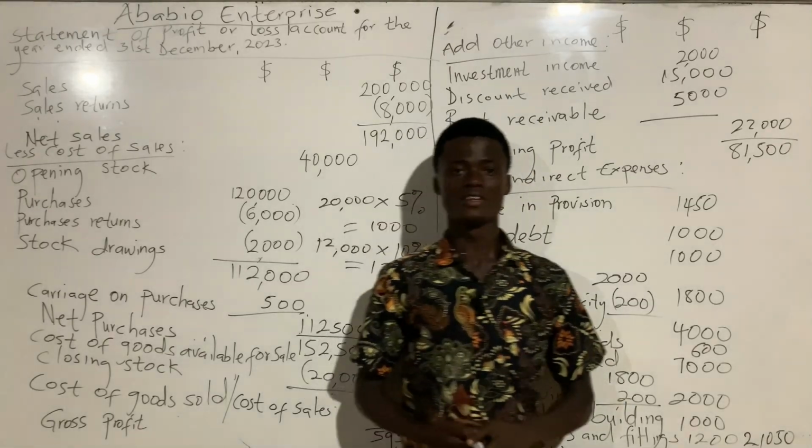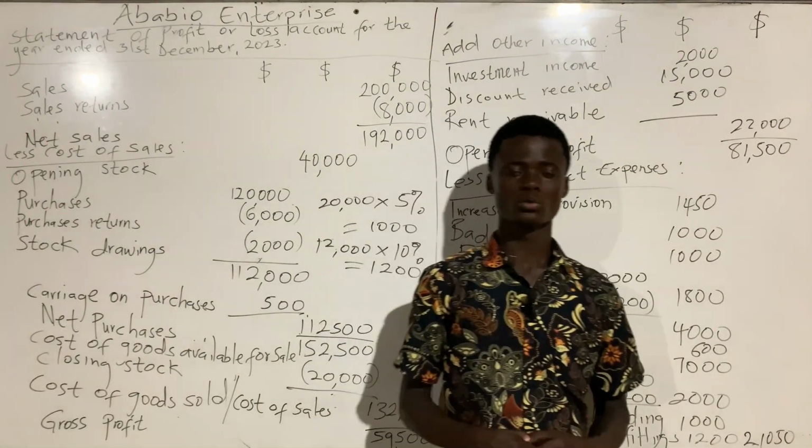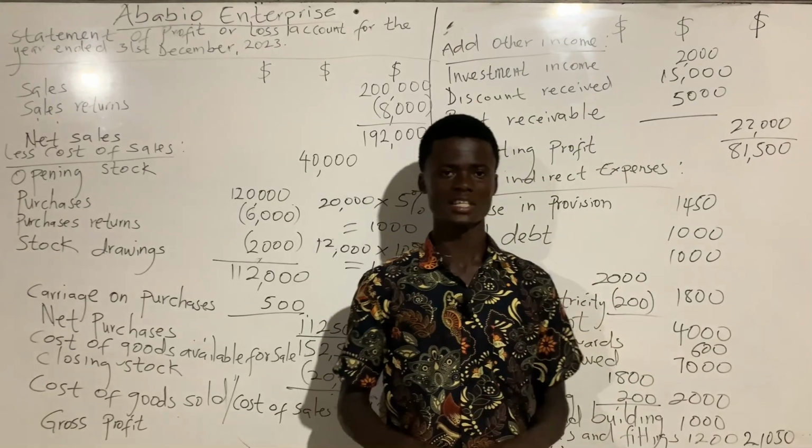This will be the end of this video, but in our next video, we'll be looking at the second phase of the final accounts of a sole proprietorship, which is the statement of financial position.